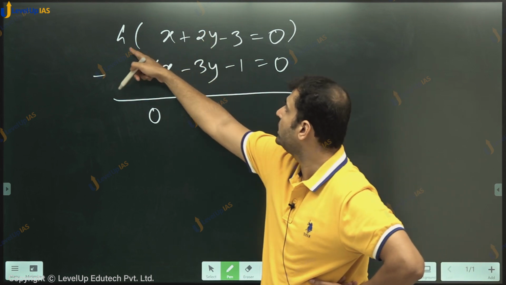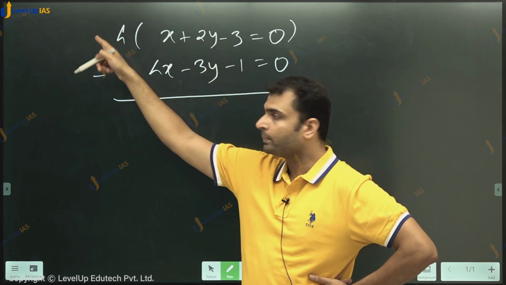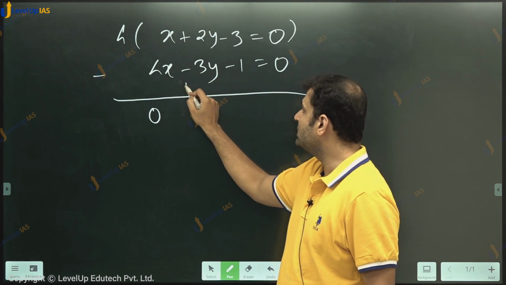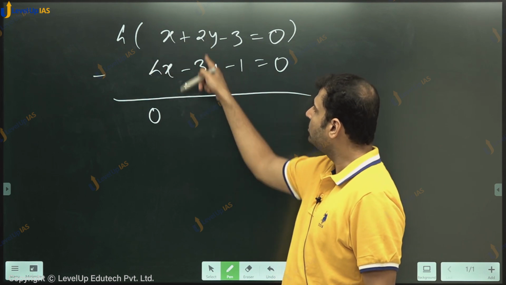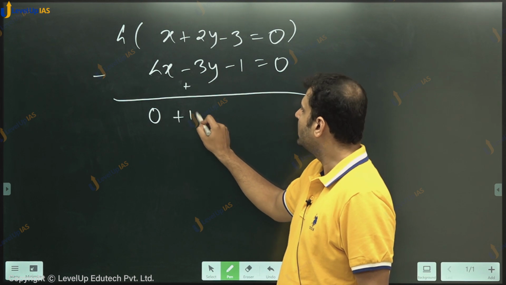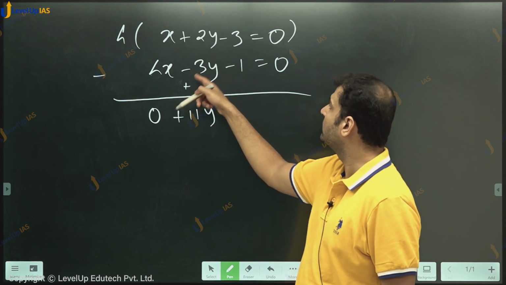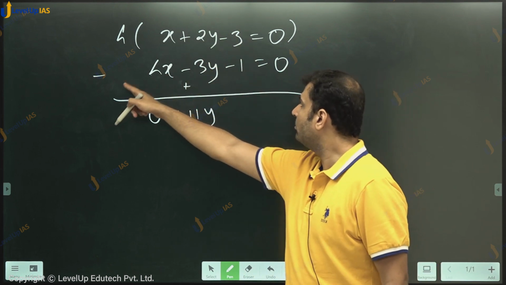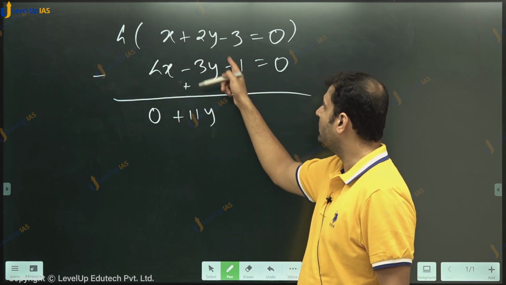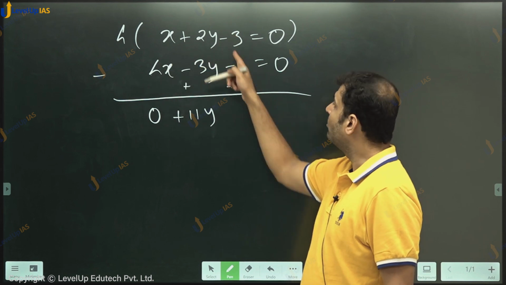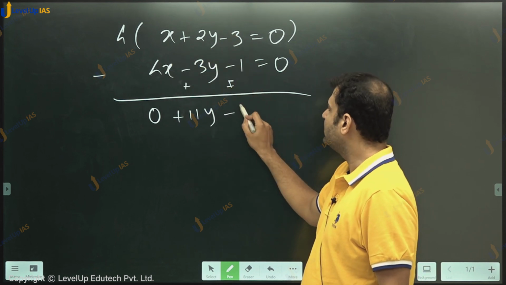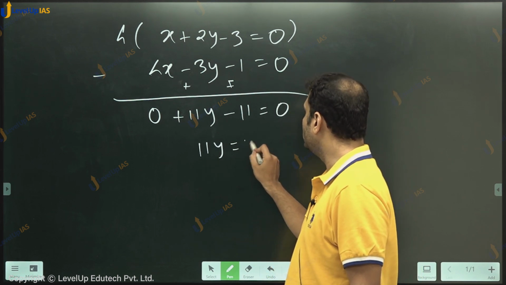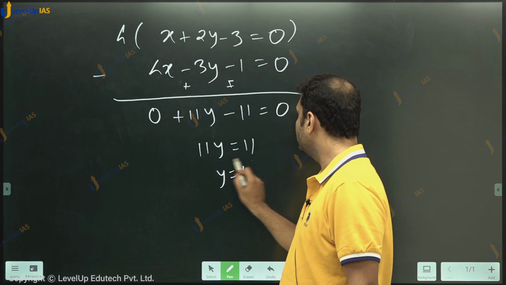Here you will get 4 into 2y, so 8y, and minus of minus 3y, so plus 3y, the sign will change. So 8y plus 3y is plus 11y, and this is minus 12, minus minus again becomes plus 1, minus 12 plus 1 is minus 11 equal to 0. So we'll get 11y is equal to 11, or y is equal to 1.